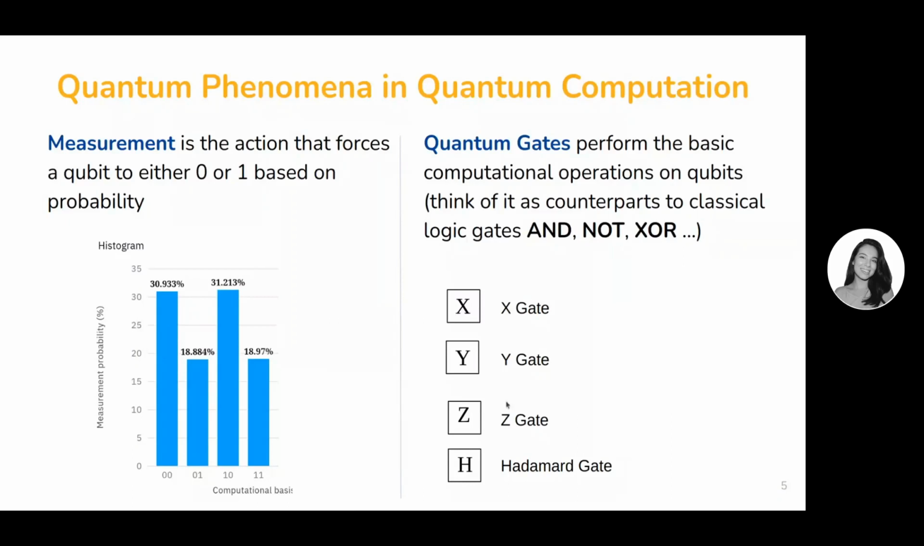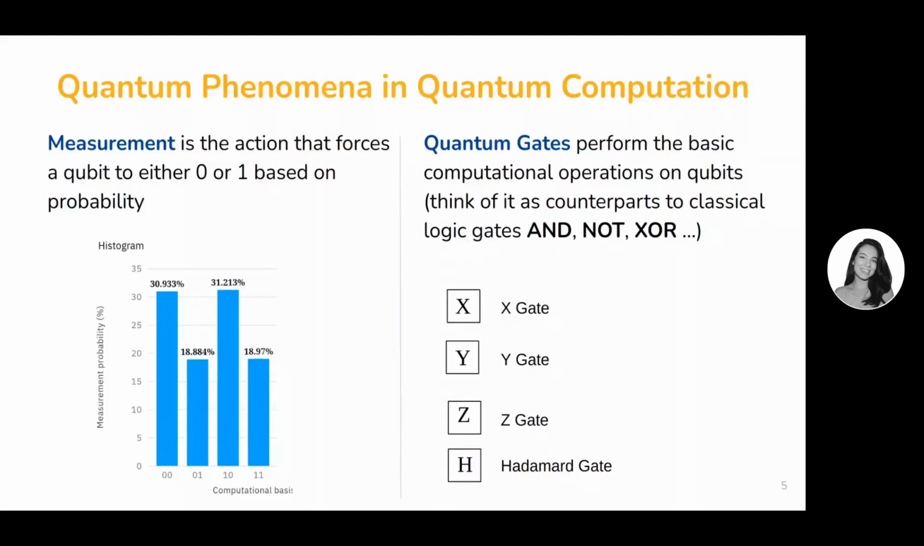We've got the X gate, the Y gate, the Z gate, and the Hadamard, which are gates that we can apply on 1 qubit. However, we can even apply gates on 2 qubits or 3 qubits simultaneously. And of course, the list is very long, and each operation has its own action to evolve the quantum state.